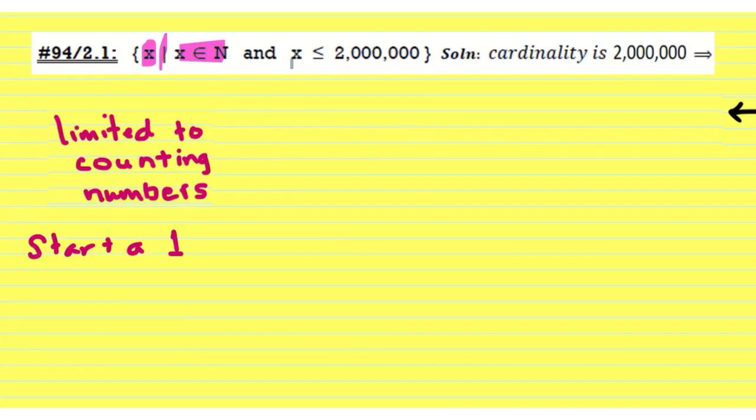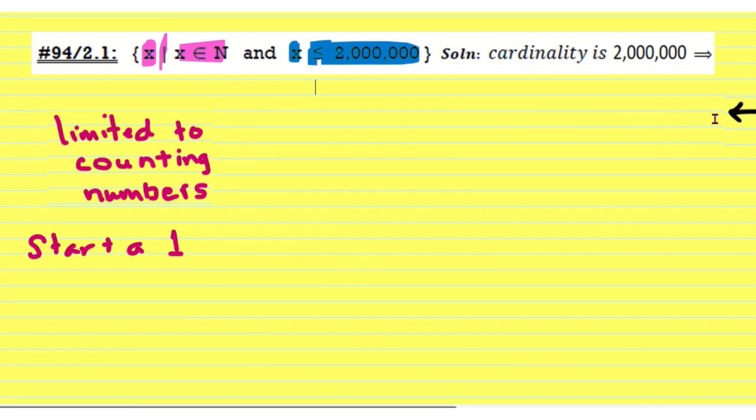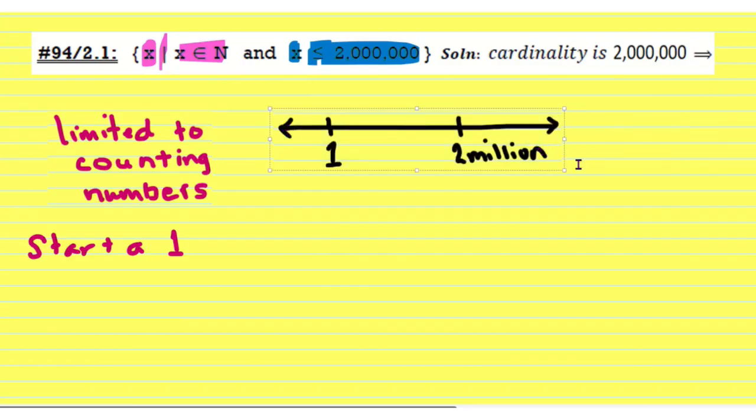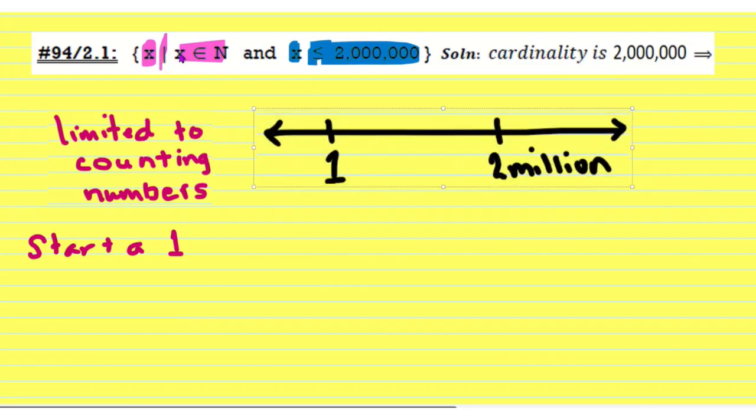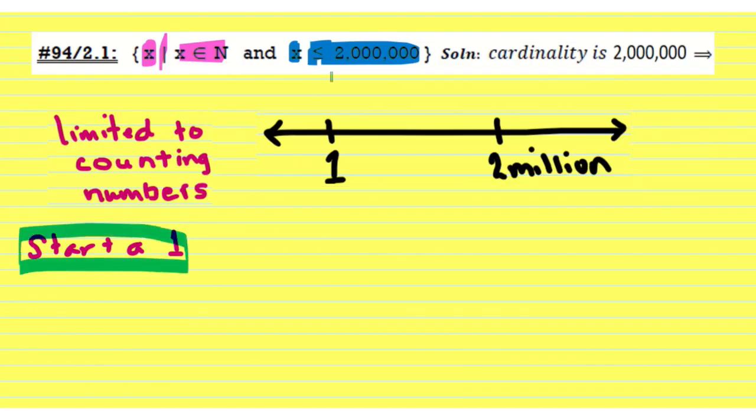And then it also says that our x's, our numbers, are going to be less than or equal to 2 million. And again, our number line can help us visualize what this means. So we have to consider the fact that it's going to start at the 1, so it can include the 1. So we'll put a closed circle around the 1. And then it says that it is less than or equal to the 2 million. So equal to the 2 million, that would be a closed circle as well.